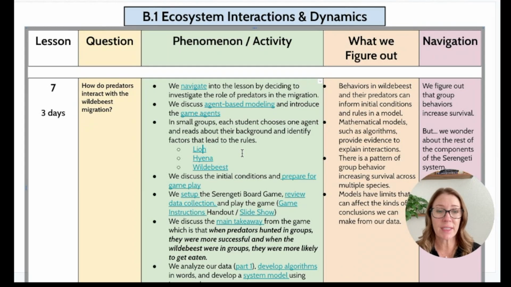So the other cards are very similar. It goes through the rules of the game for the hyena and the wildebeest. And so they're going to connect those behaviors. They're going to see how this model connects to real life in the Serengeti.